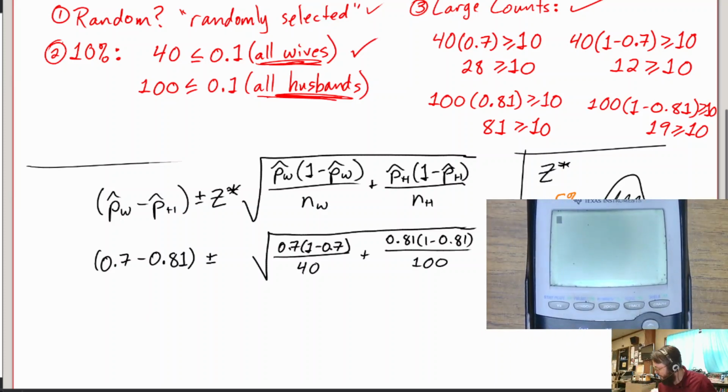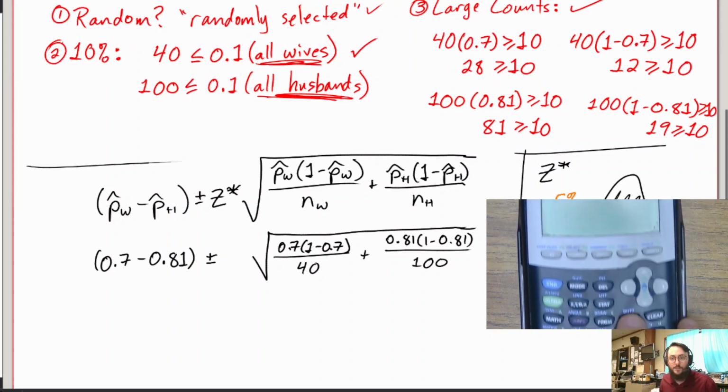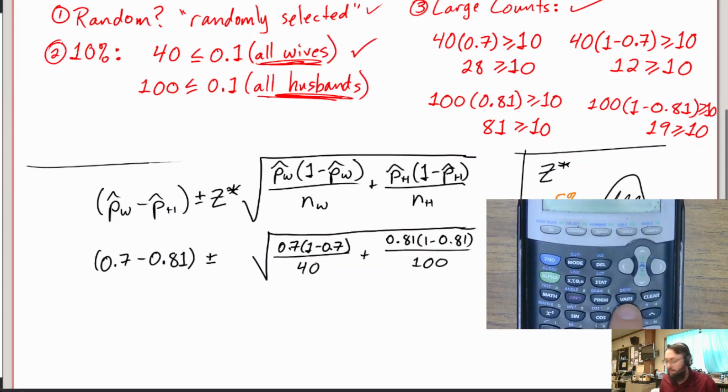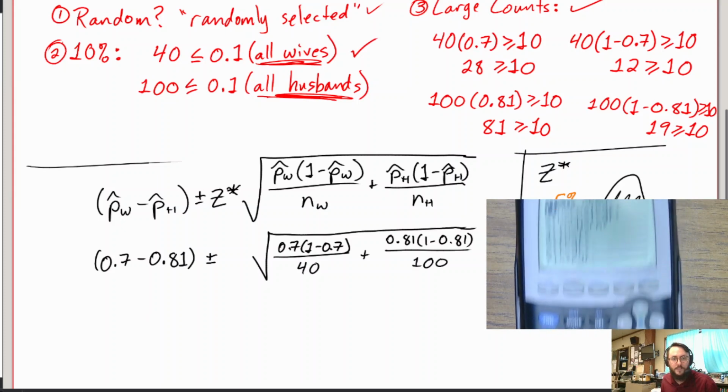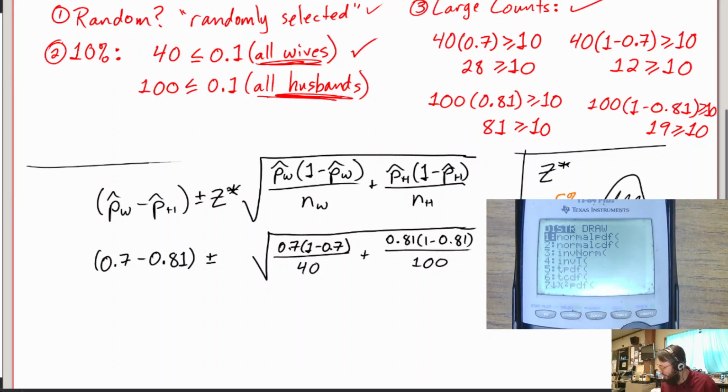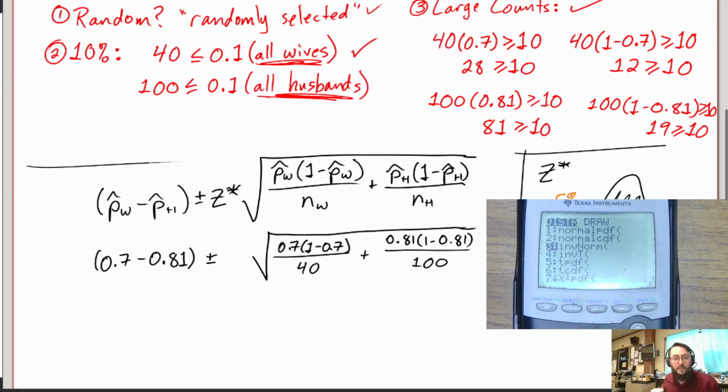Okay. Want to go to distributions. So we have to press second and then this button here that says vars on it. And we see how line 3 is inverse norm, okay, 0.05. We leave the mean of 0 and the standard deviation of 1. Paste, enter, there we go.